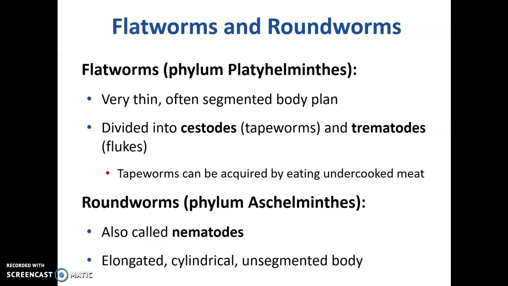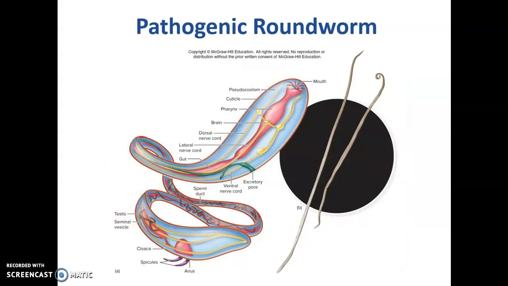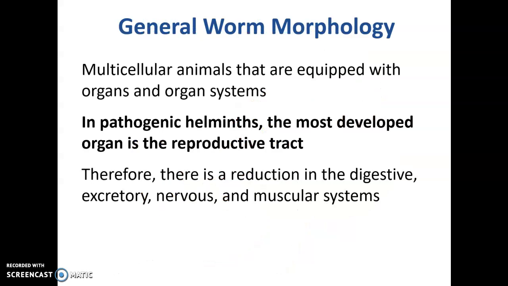Roundworms are also called nematodes, and these guys are elongated and cylindrical. These have no segments in their body, so they're unsegmented. Okay, so there's some pictures of some flatworms, which can be very unpleasant if you have ever experienced any of these. Roundworms, if you've ever had a puppy, you may very well have had to have the puppy wormed, and maybe they had some of these that they passed during a bowel movement.